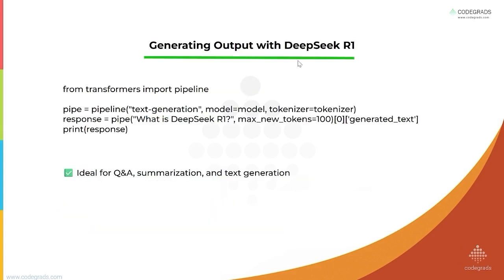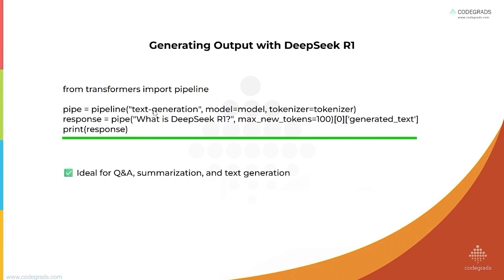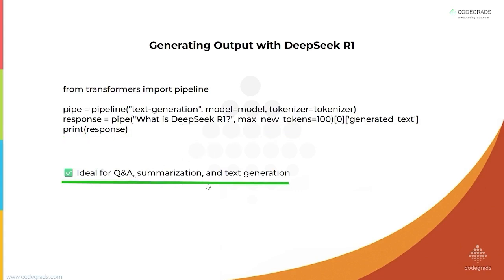While generating output with R1, we need to import the pipeline from transformers, and in that we need to mention the task. The task is text generation. We need to mention the model and the tokenizer. And while generating the response, we have asked the question, what is DeepSeek R1? The maximum tokens is 100 here. We need output around 100 tokens and we will get the response. And it is ideal for question answering, summarization and text generation.